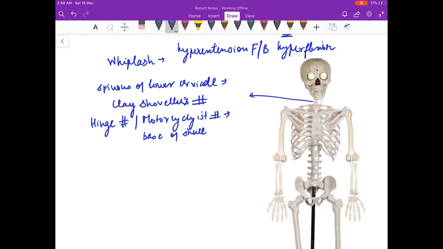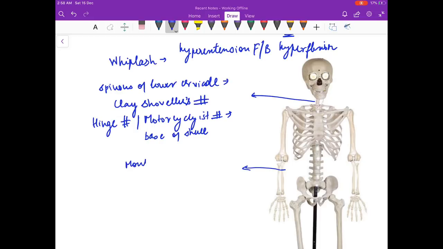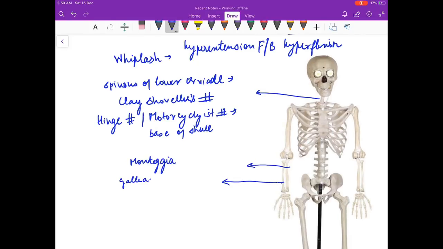Okay, friends. Now, what is the fracture of proximal end of ulna and proximal radioulnar joint dislocation? Monteggia fracture. Fracture of lower one third of radius and dislocation of distal radioulnar joint. Galeazzi fracture. Extra-articular fracture of radius with dorsal displacement. Colles fracture.